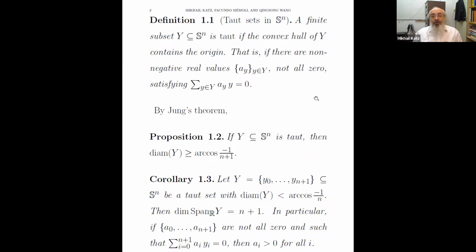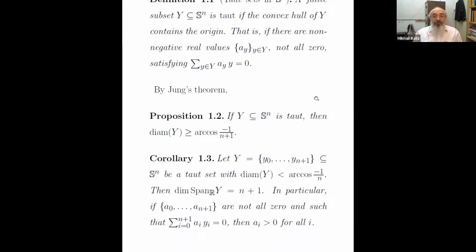So here's one corollary that will be used in the sequel to give you an idea of what kind of thing is going on here. Suppose that we have a taut subset of the sphere whose diameter is slightly bigger than the required minimum, less than arc cosine of -1 over n. Then these are very special configurations. They're necessarily such that any subset of n plus 1 of them is linearly independent. In other words, there's only one relation between them, and all the coefficients are positive. So this is an immediate consequence of Jung's theorem.